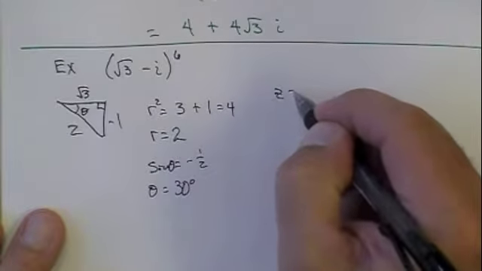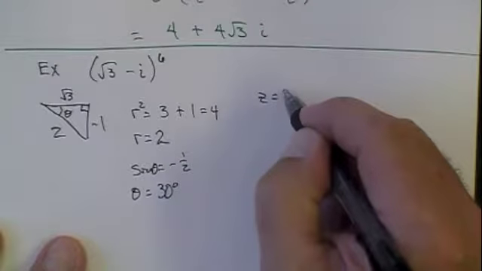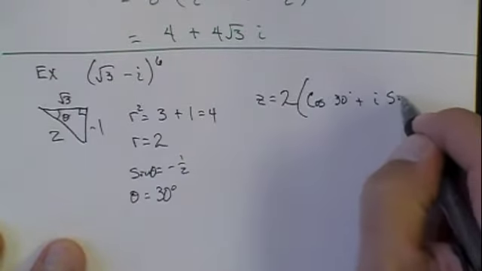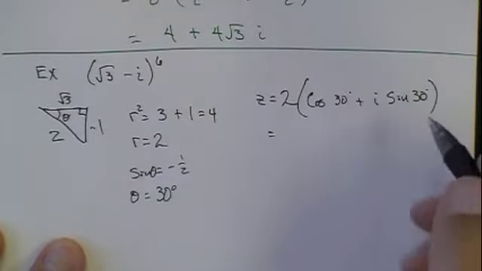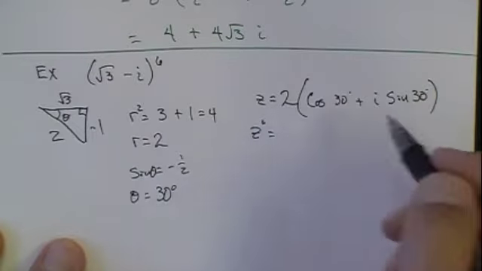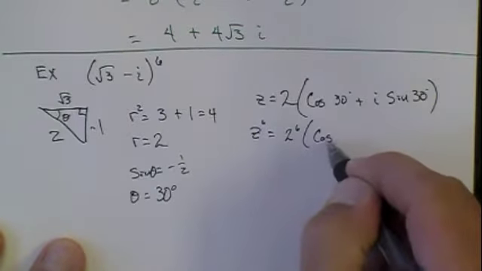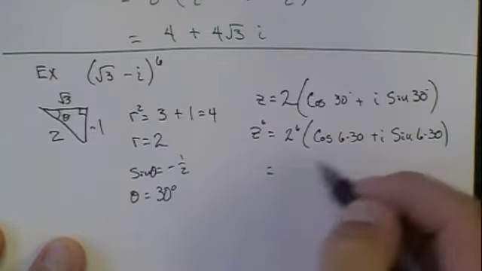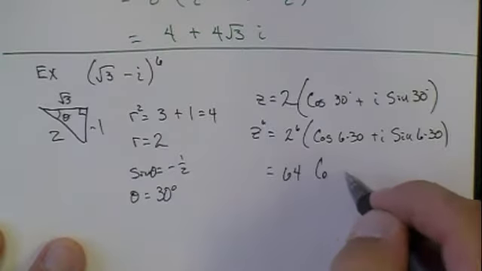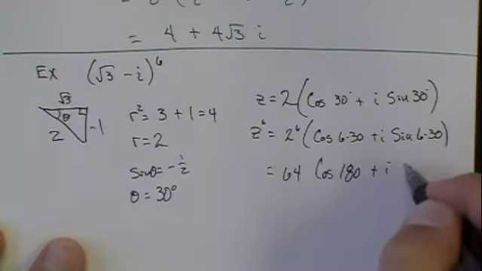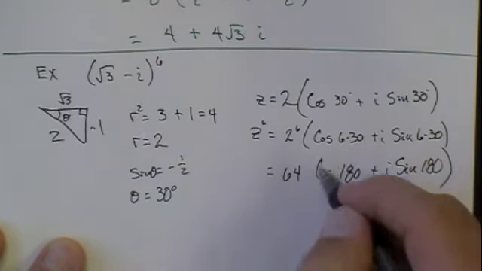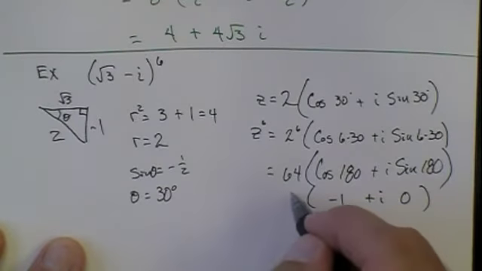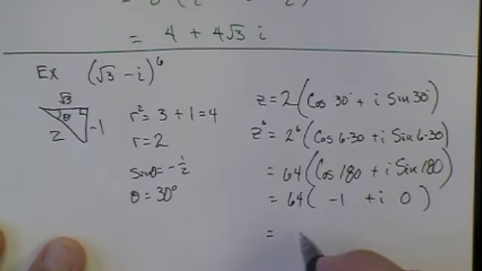So now if we're looking at our complex number written in polar form, we have 2, and we have cosine of 30 degrees and the sine of 30 degrees. And now when we take this to the 6th power, we're going to have 2 to the 6th, and then our cosine is 6 times 30, and sine is 6 times 30. So 2 to the 6th is 64, and 6 times 30 gives us an angle of 180 degrees. Cosine of 180 is -1, and the sine of 180 is 0. So now when we distribute here, we end up with a -64.